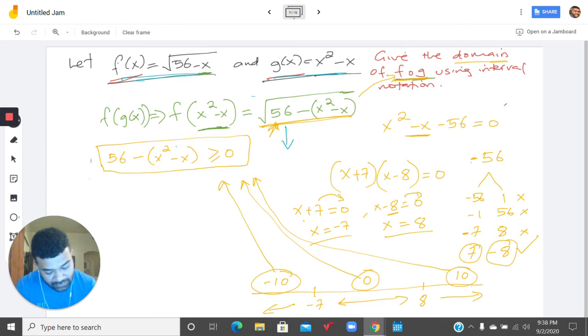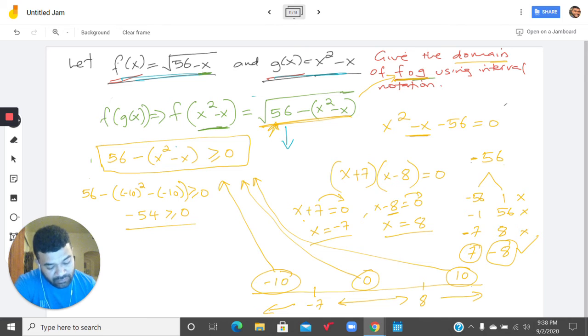Now if I put negative 10, I'm gonna have 56 minus, and then you have a negative 10 squared minus, and then you have a negative 10 greater than or equal to 0, and then you solve for this. 56 minus negative 10 squared minus negative 10. When I solve for this, I got negative 54 is greater than or equal to 0.